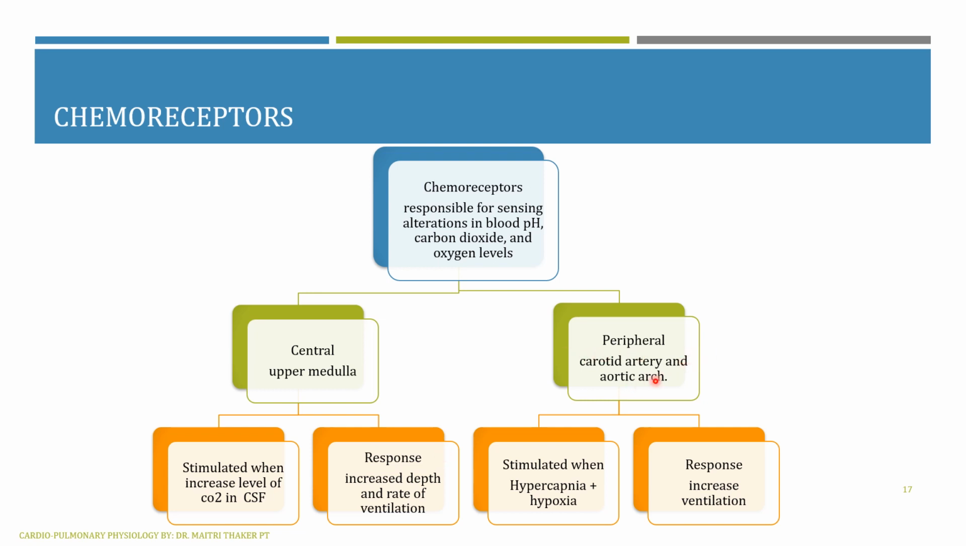Then peripheral chemoreceptors are located at the carotid artery and aortic arch. They are sensitive to hypercapnia and hypoxia. Hypercapnia is an increased level of CO2 in our blood, and hypoxia is a decreased level of oxygen in blood. They get stimulated in these conditions, and in response they increase the ventilation.